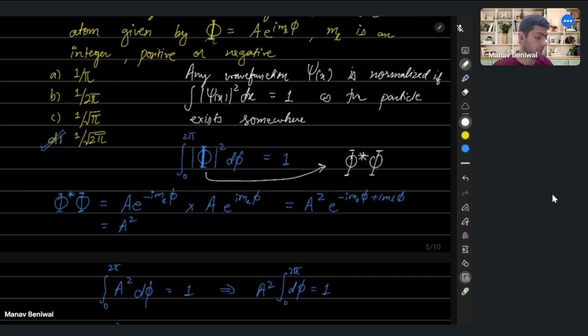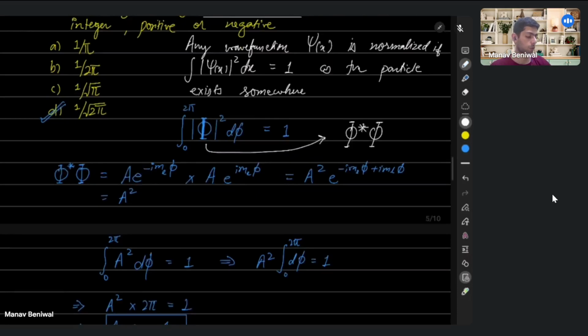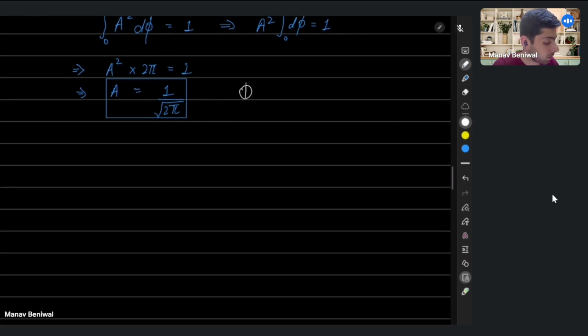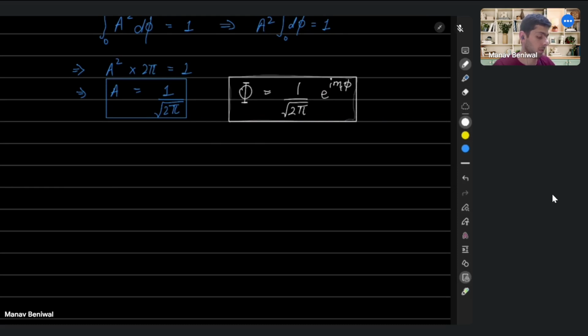And this phi we can now rewrite as 1 over under root 2 pi e to the iota m l phi. So now this is our normalized azimuthal wave function. Okay, and this is what we also saw in the lectures when we were solving the Schrodinger's equation for hydrogen-like atom.